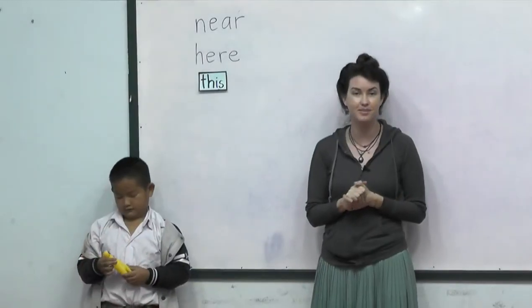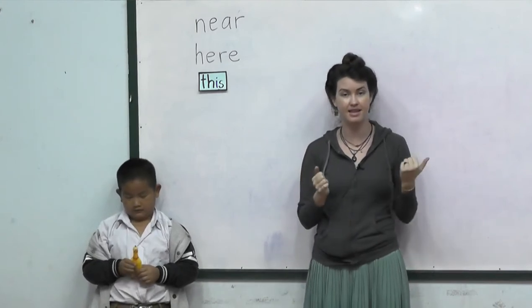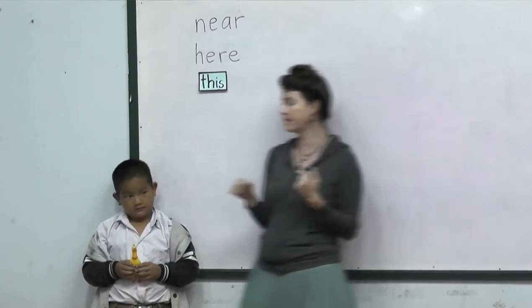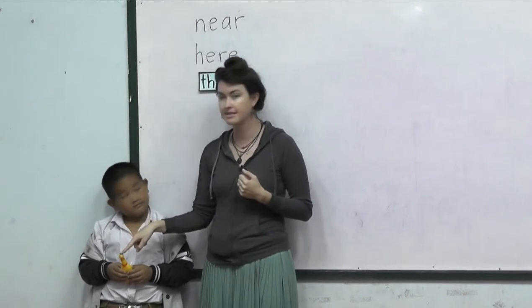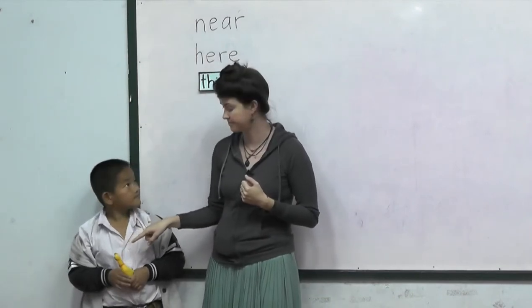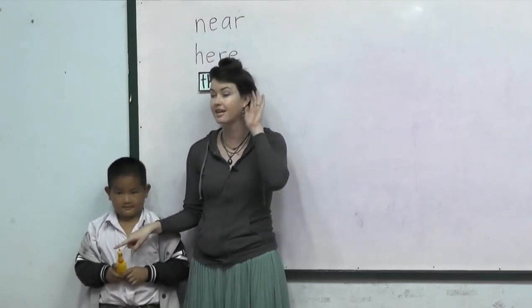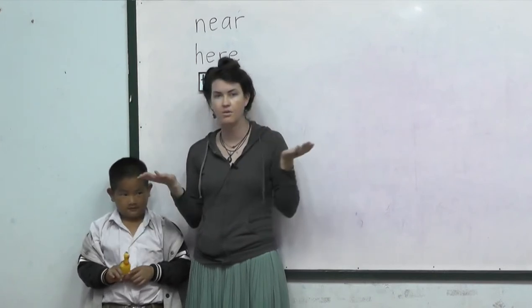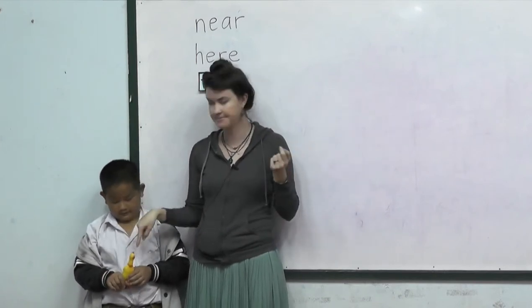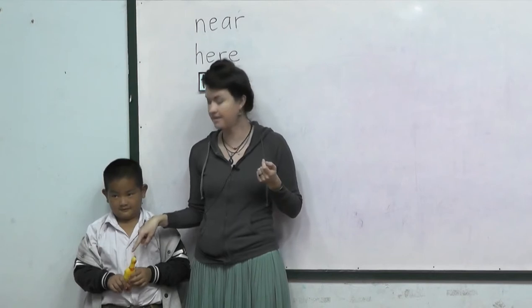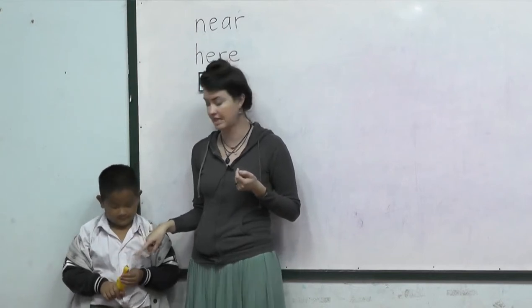Hey, we're going to do a little practice with this and that. So if I'm over here, I'm going to say this chicken. This chicken. Why do I say this chicken? Near. Because I'm near. I'm close to this chicken.